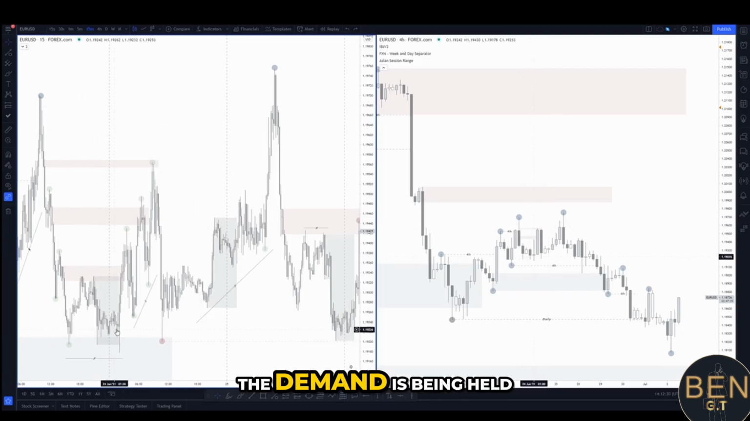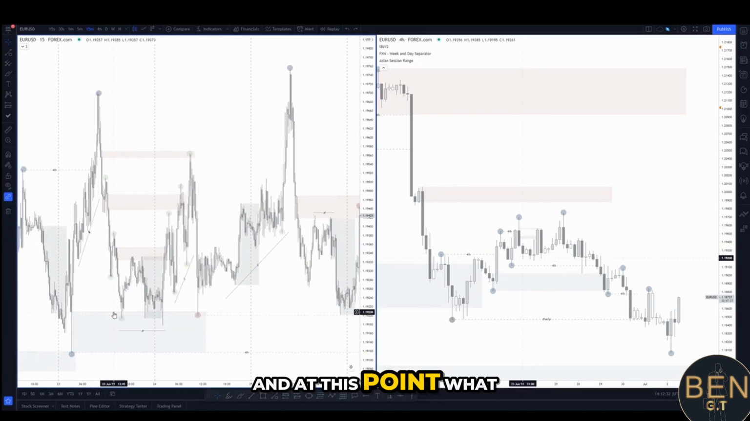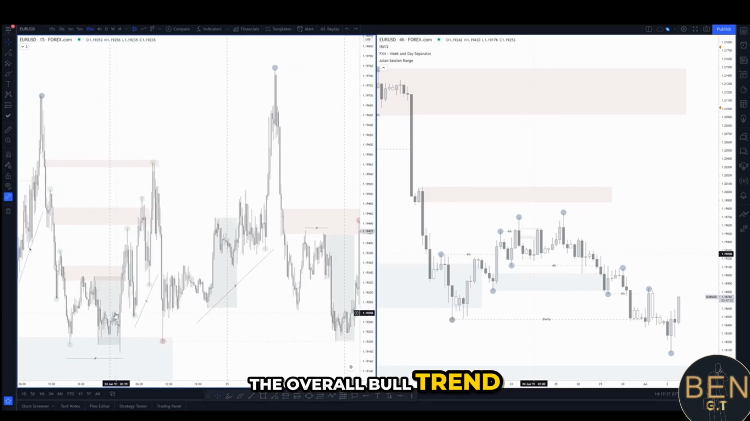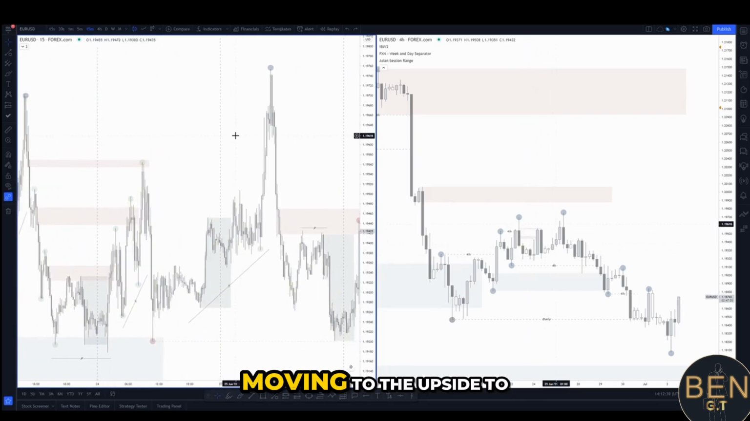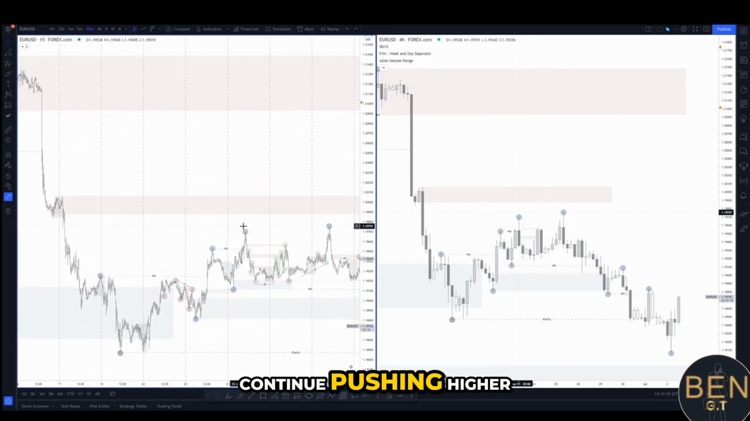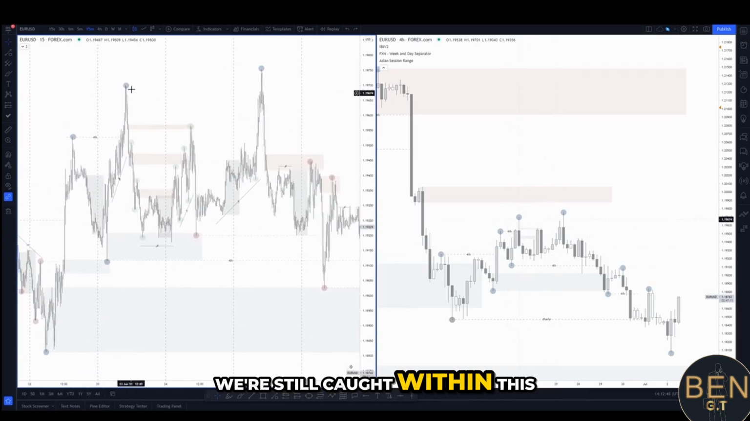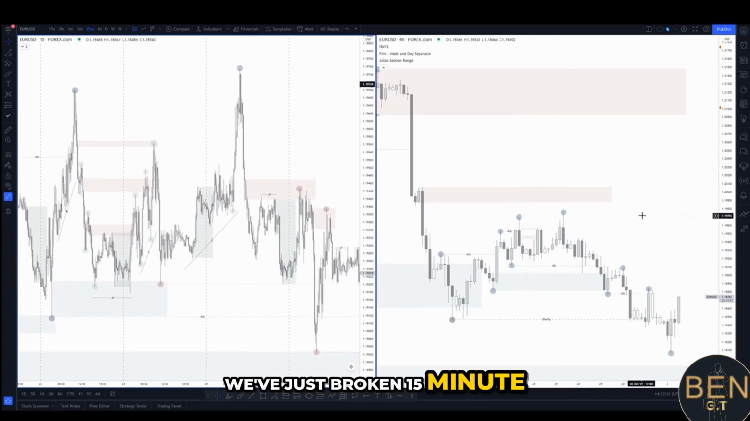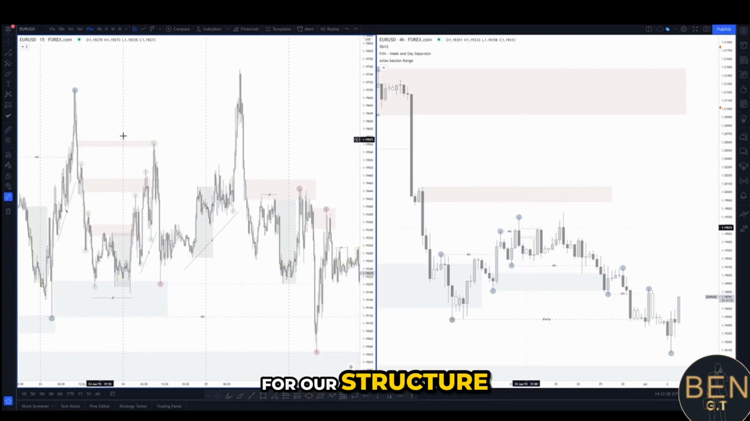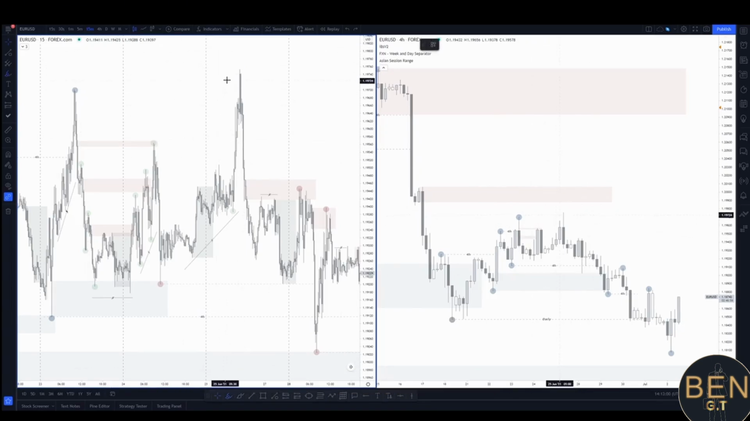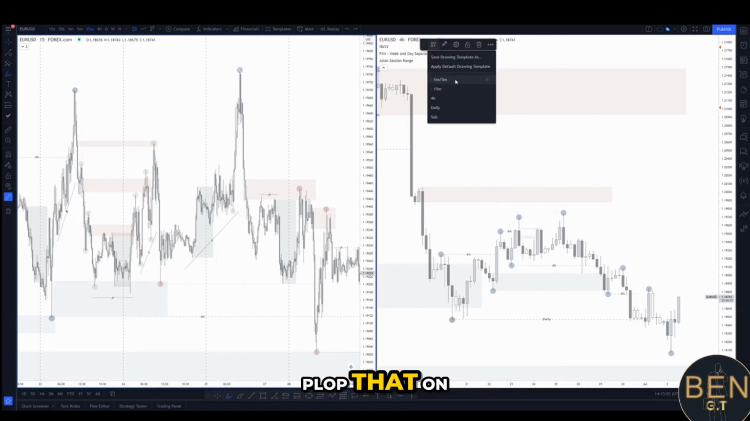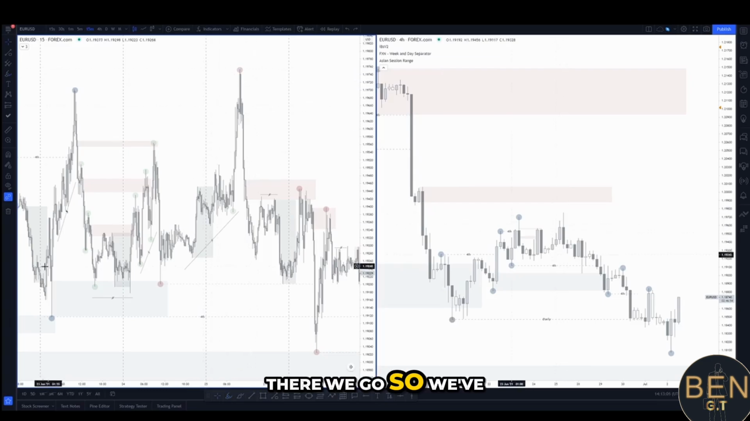But as we can see, demand is being held. And at this point, what we're looking at is still a continuation of the overall bull trend. Price then continues moving to the upside to continue pushing higher. And then we can see, again, we're still caught within this overall range. We've just broken 15-minute structure, but we didn't actually break 4-hour structure. So this should actually be a different color. Plop that on. There we go. So we've broken 15-minute structure, but if we look on the 4-hour, we didn't actually break that 4-hour structure.